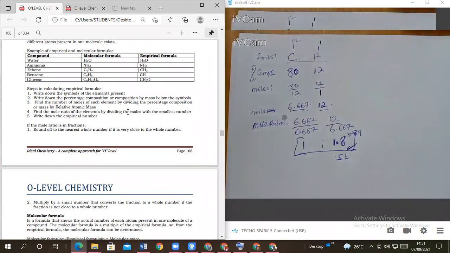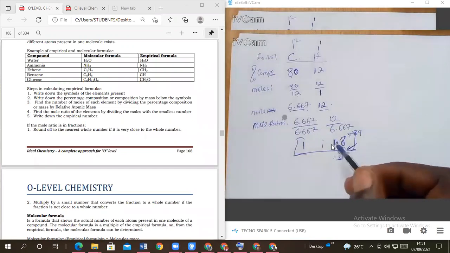Yes? The closest whole number from this one is? It is what? The closest whole number. Shina? 1.8. What is the closest whole number to 1.8?